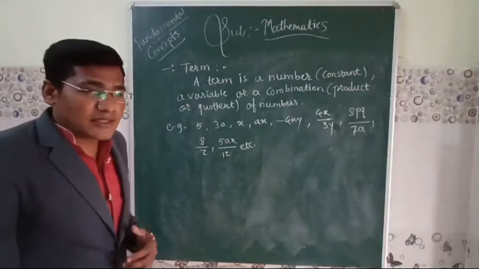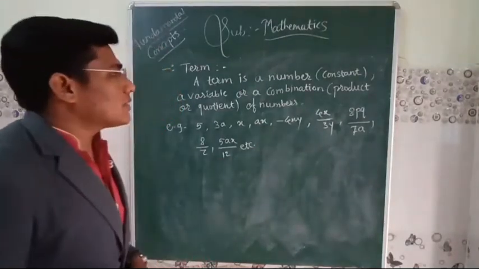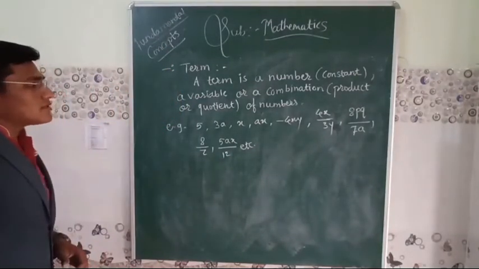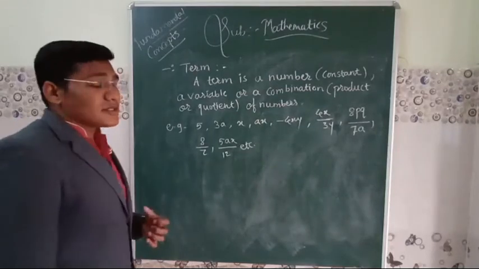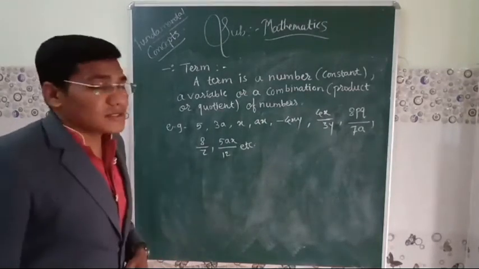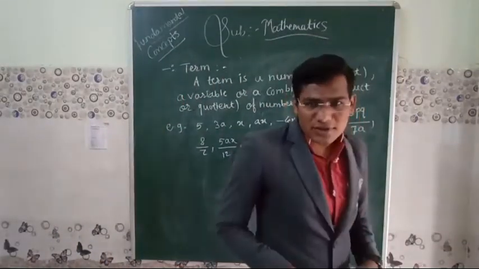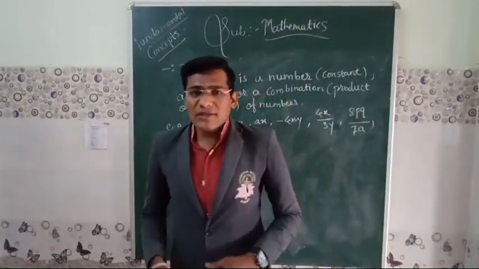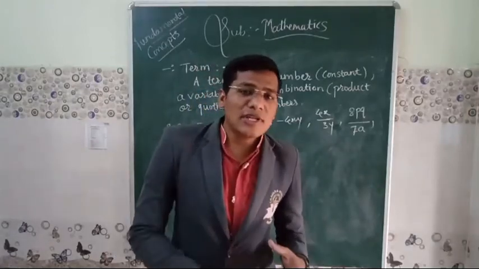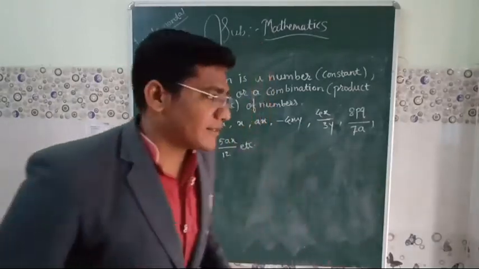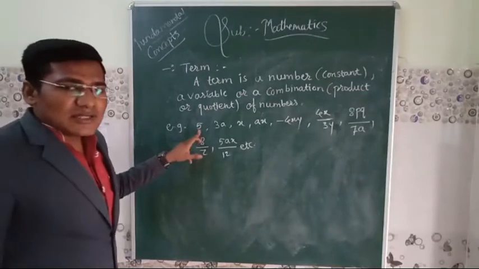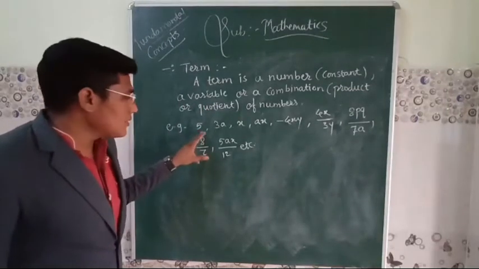So what is meant by a term? A term is a number, a constant, a variable, or a combination, product, or quotient of numbers. It means that a term can be a constant, it can be a variable, as well as a combination of a constant and a variable. Let me show that. 5 is a constant, and we can call it a term.